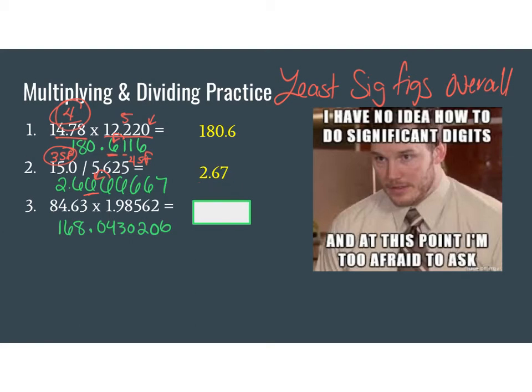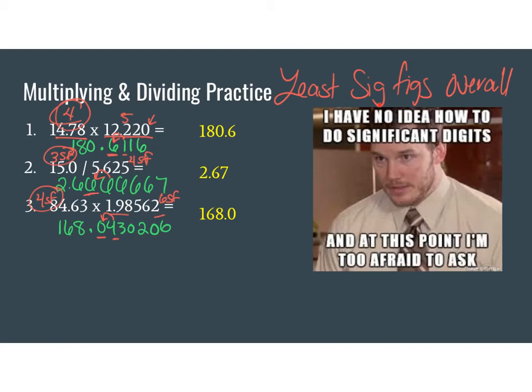Last but not least, we're going to look here, and we have 4 sig figs with 84.63, and we have 6 sig figs with this value, 1.98562. So we can only have 4. So we're going to look at the 4th and the 5th. Is this 4 going to do anything to the 0? Heck no, it's not. So 168.0 is how we're going to get to that answer.